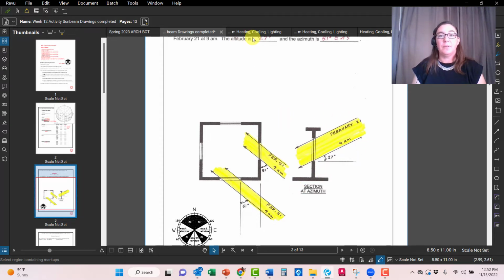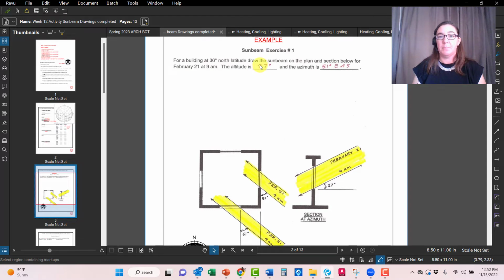We're interested in the altitude, which is shown up here as 27 degrees. That's 27 degrees up from the horizontal. So we measure that and we find our sunbeam coming in.